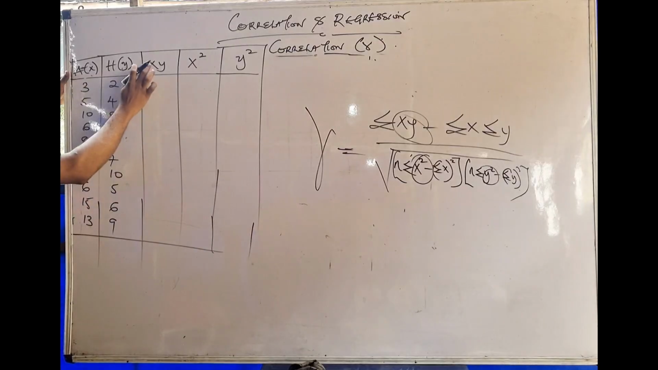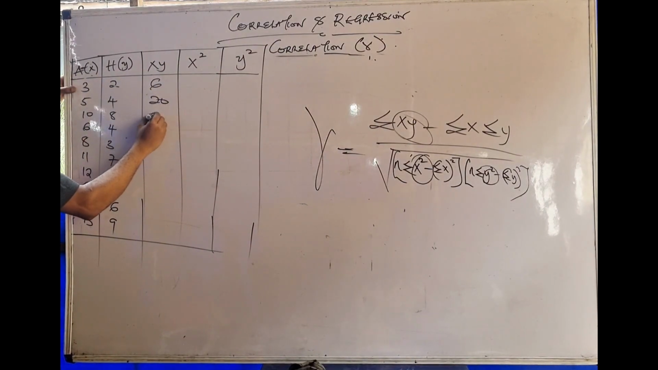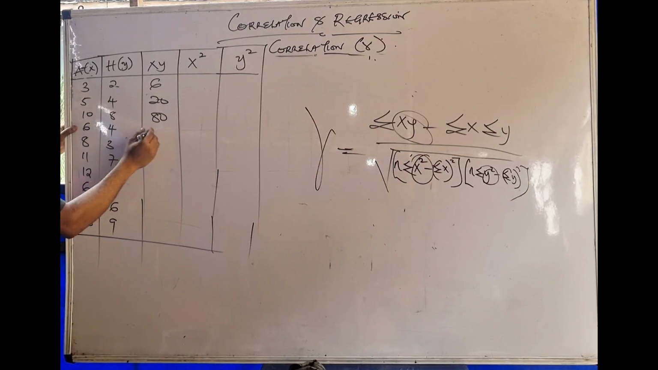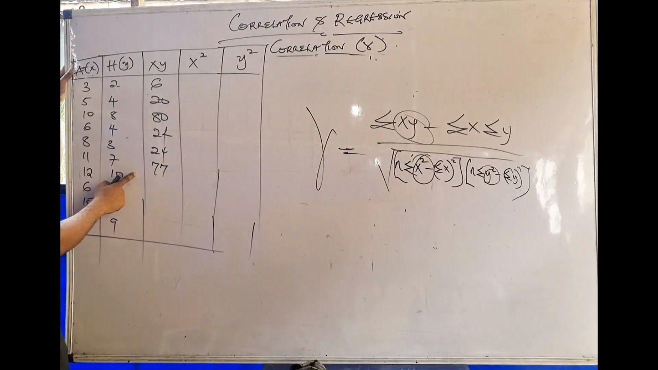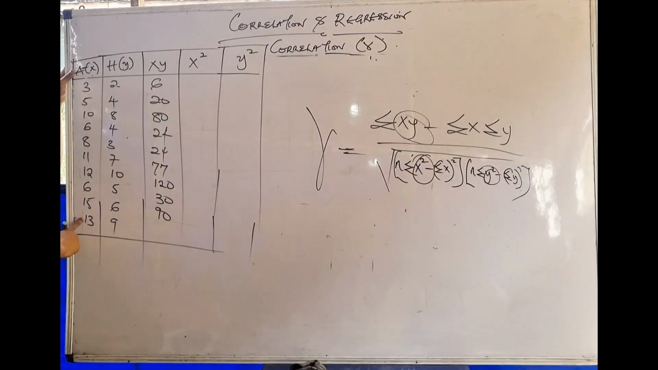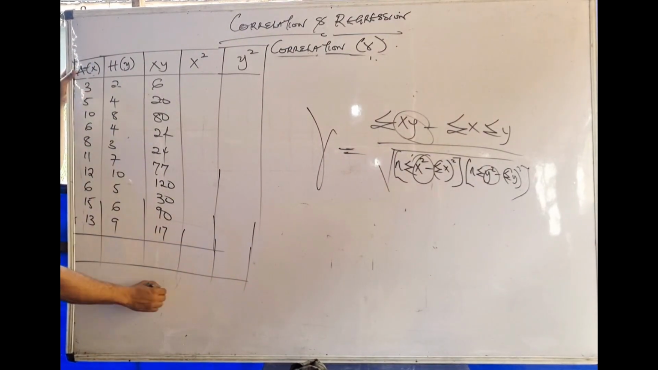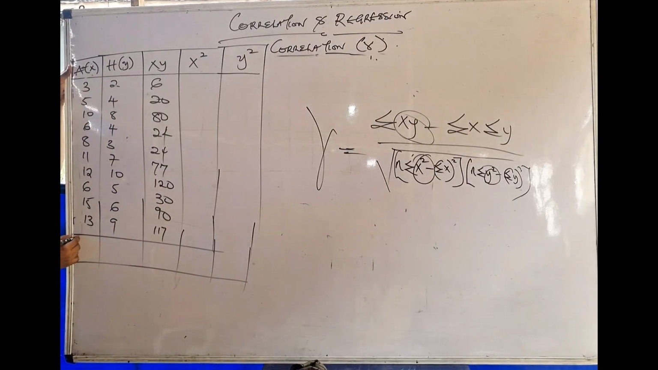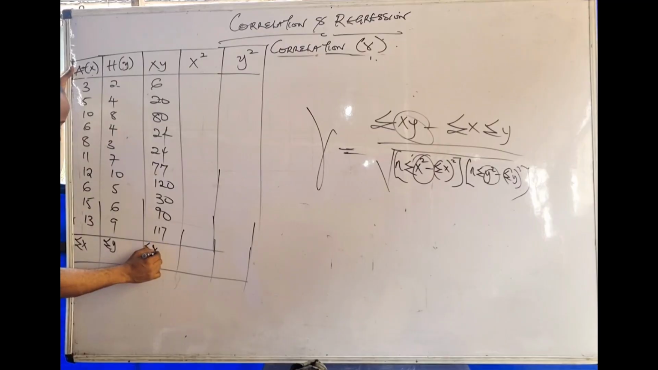What's XY? X times Y. 3 times 2 is 6. 8 times 4 is 24. What is 11 times 7? 12 times 10 is 120. 6 times 5 is 30. 15 times 6 is 90. 13 times 9 is 117. Okay. Someone should find the sum of X for me, sum of Y, and sum of XY.